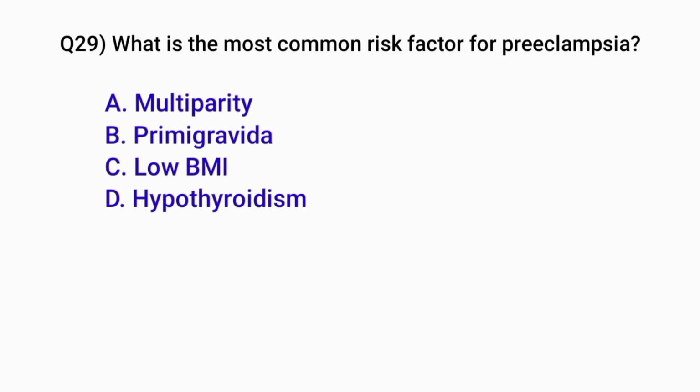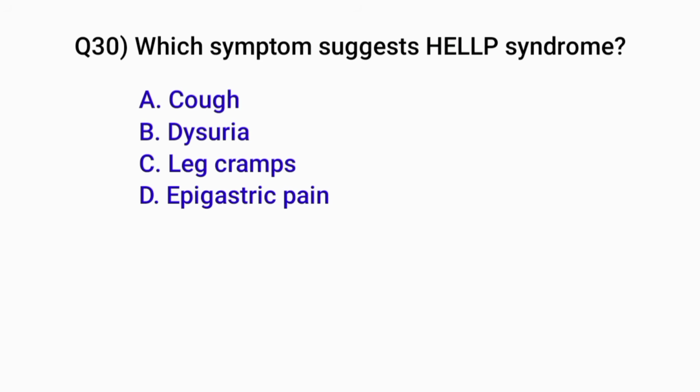Question number 29. What is the most common risk factor for preeclampsia? Correct option is B, primigravida. Question number 30. Which symptoms suggest HELLP syndrome? Correct option is D, epigastric pain.